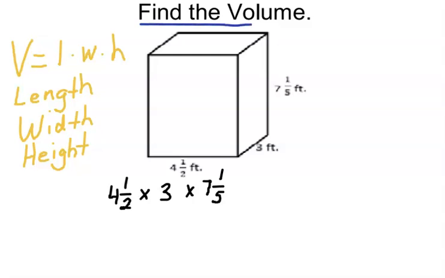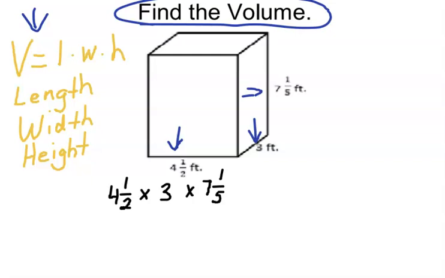All right, we are finding the volume on this one. And again, volume is equal to length times width times height. So I rewrote this. We have the 4.5 feet, and then we have the 3 feet and the 7 1/5 feet. So we're going to have to change these into improper fractions to be able to multiply across and then convert it back to a mixed number.